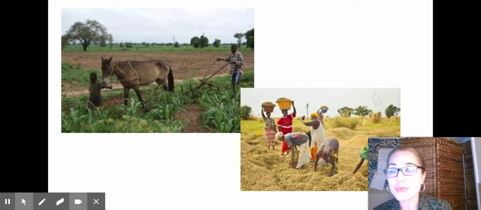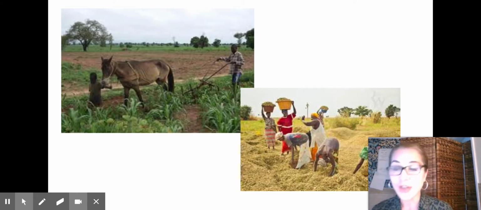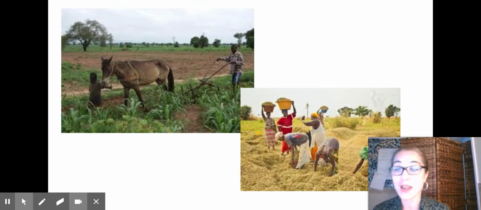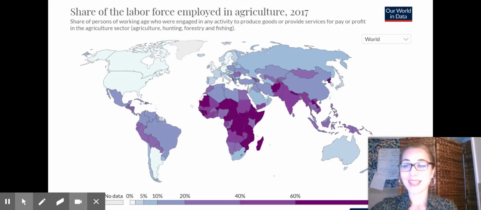In places that do not have access to industrialized equipment and technology, human labor is needed for food production in order that people stay alive and have food. Because of this, you will see a higher number of people who have jobs in agriculture in places where the GNI is lower.